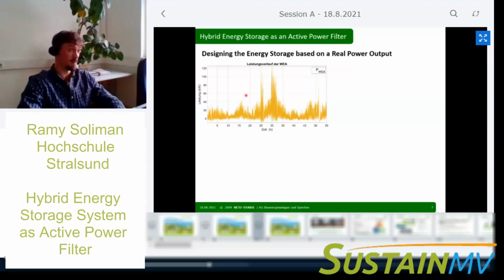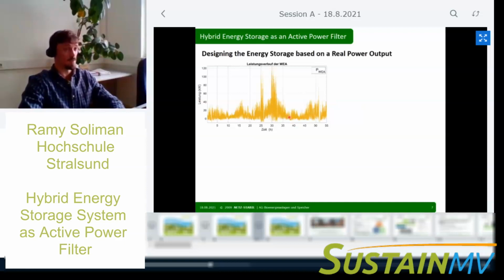So I measured our wind turbine for a few days. This is a 55-hour window with slow winds and high winds, and so it's a good representation of what we can expect from the wind power. We have here the power in kilowatts, and this is basically the original power from our wind turbine.